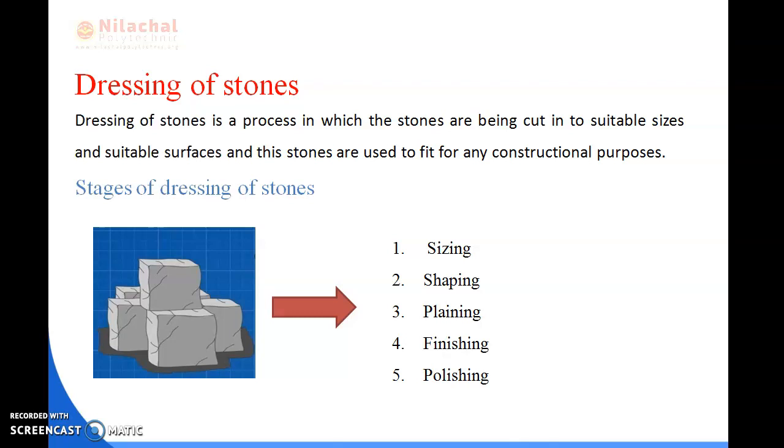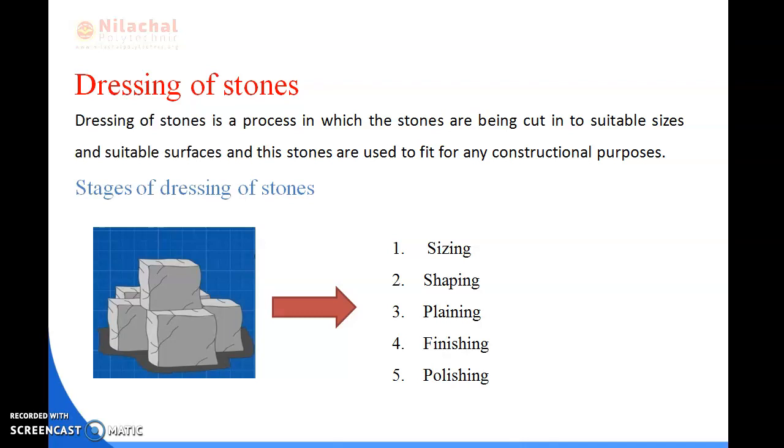Okay. Next is stages of dressing of stones. First is sizing, shaping, planing, finishing, and polishing. These are the 5 stages I have told you. Once again I am revising. These are the 5 steps. First is sizing. Irregular rock is cut in the desired shape by removing extra portions, and it is mainly done by hammers, or cutting machines, or any type of machines. We will size the rock.